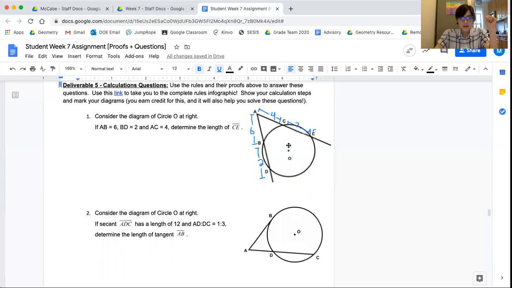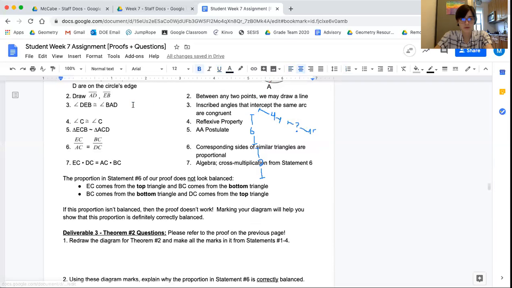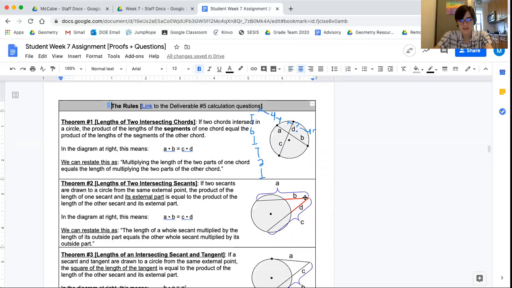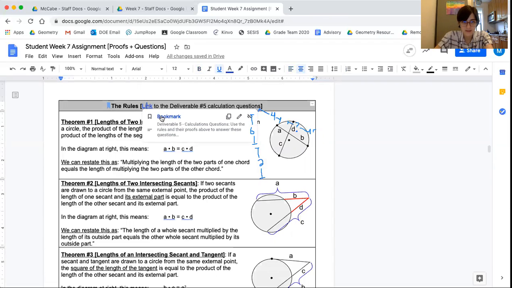All right, so I know from looking at my diagram and the theorems that this is what I want to use. Theorem number 2, and it's this, A times B equals C times D. Now, I might need to keep going back up and remind myself for theorem 2, what does A represent? What does B represent? That's okay, use this link, we can hop back up. So what is A in our theorem? It's the full length of one of the secants, and B is the exterior part of that secant. So I'm going to fill these in. I'm going to link myself back down.